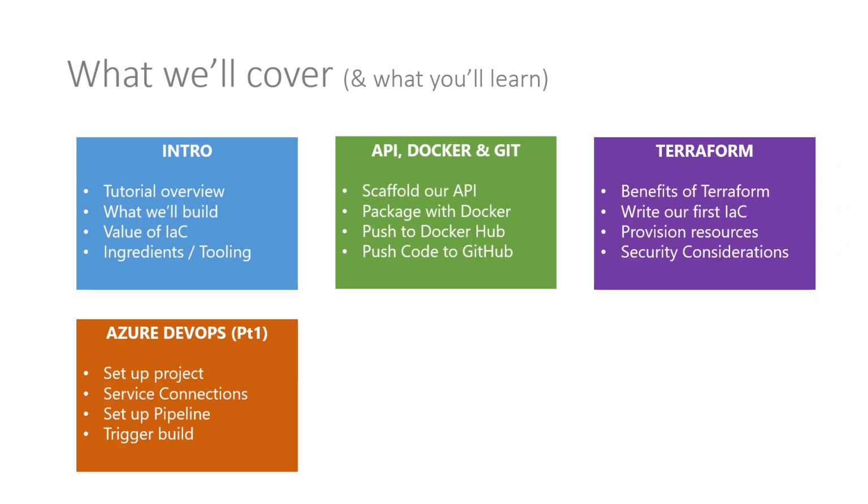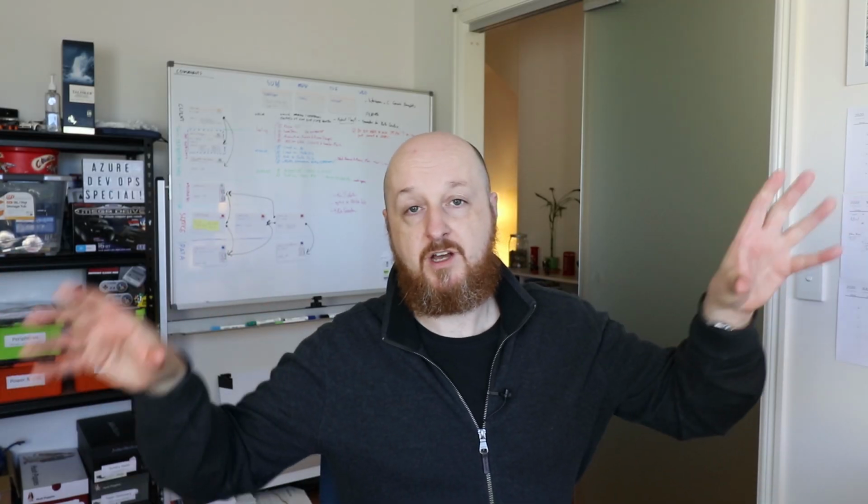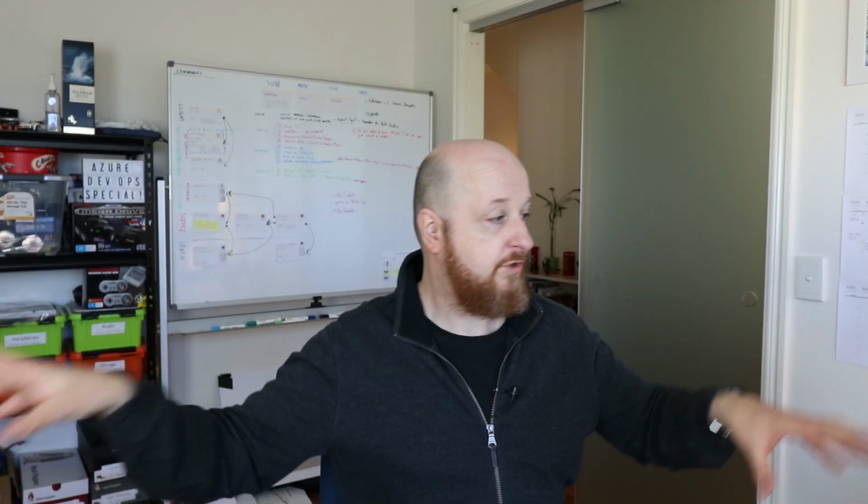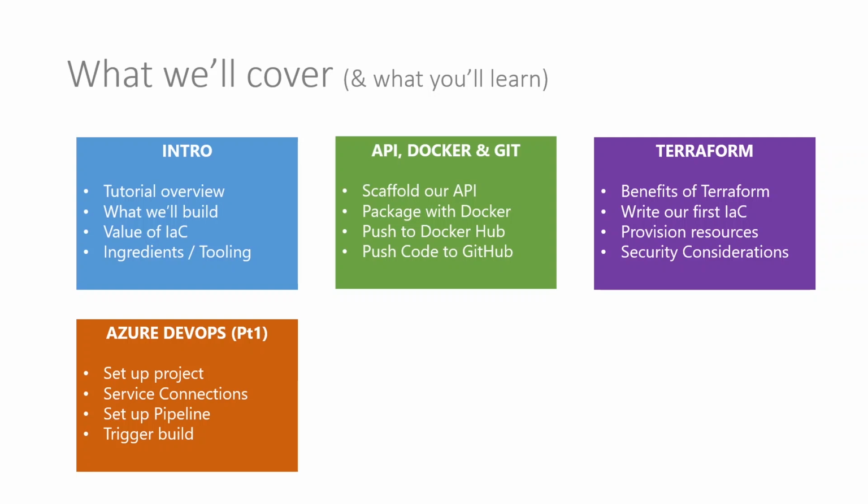So we'll set up a project. We'll set up some service connections, which is basically the connections to the other systems Azure DevOps needs to talk to. We'll set up our pipeline, and we will trigger our first build all the way up from our desktop to kick off the pipeline.